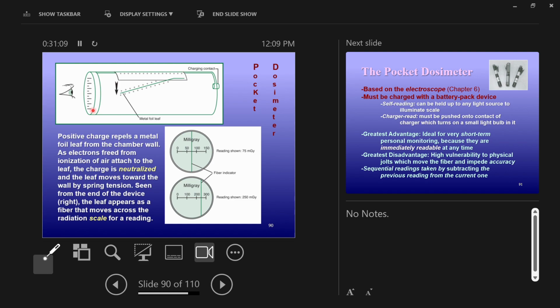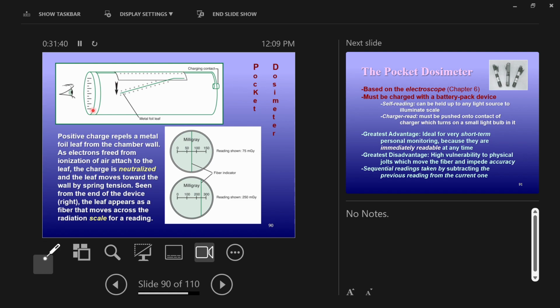As electrons are freed from ionizations of the air, the charge is neutralized. Okay? The leaf moves closer to the wall. The leaf moves up that way, or down that way, it doesn't matter, but the leaf moves with increasing charge. And on the screen, or on the face of this, which you're looking down on, you can see the cross section of the foil leaf. In this case, it's shown as a green line.